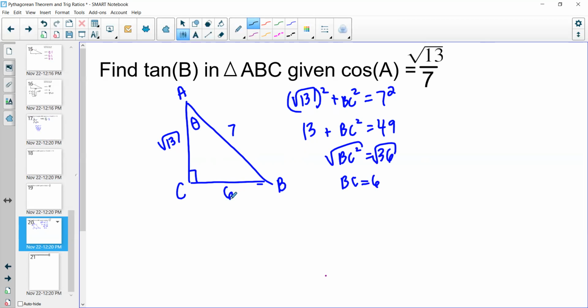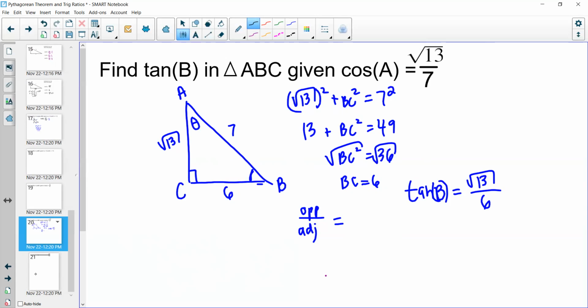So then to find the tangent of B, which is this angle, I need to do the opposite over the adjacent. And so what that ends up being is our opposite side, the square root of 13, divided by our adjacent, which is 6. And we are not finding it of A, we are finding it of B. I apologize. The tangent of B is going to be the opposite of angle B divided by the adjacent. And that, in a nutshell, is how we can do those trig ratios.